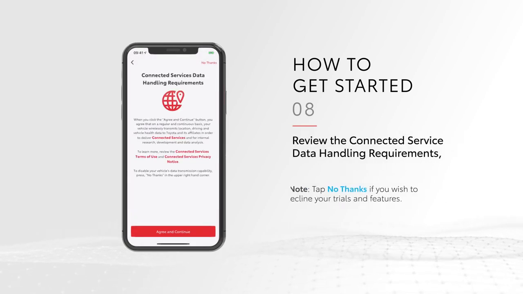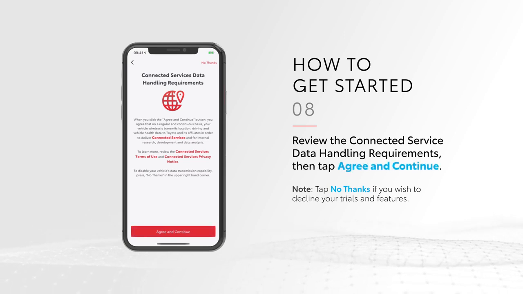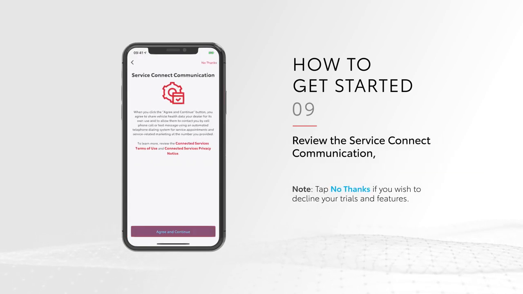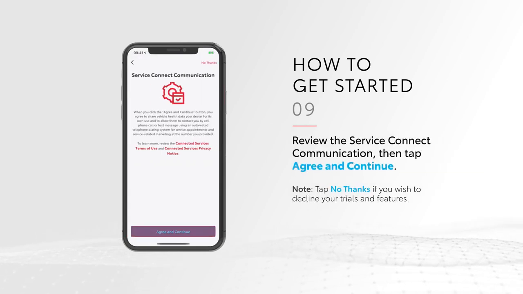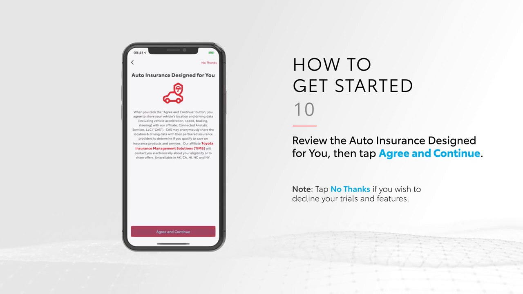Now review the connected service data handling requirements, then tap Agree and Continue if you accept. Same for the Service Connect communication. If you accept, tap Agree and Continue. And finally, review the Auto Insurance Designed for You agreement and tap Agree and Continue if you accept.